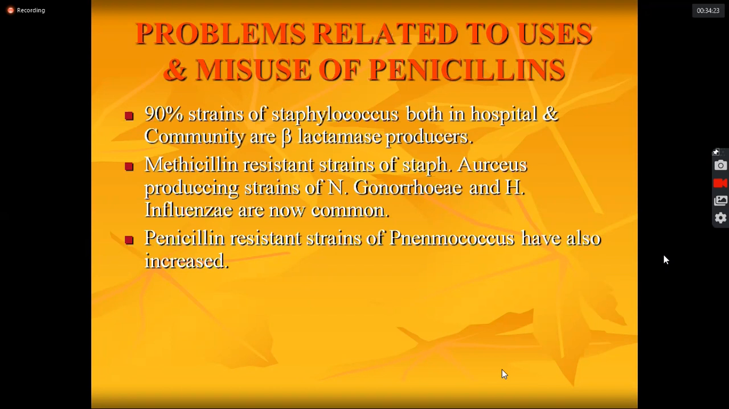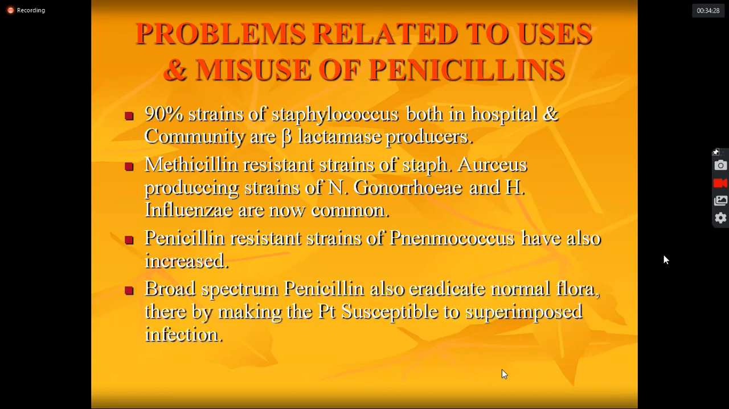Penicillin-resistant strains of pneumococcus have been increasing. उससे क्या होगा? Patient would not be able to respond to these agents. Now, broad-spectrum penicillins eradicate the normal flora, thereby making the patient susceptible to superinfection. This slide, the whole slide is the most important one. This gives you an insight how you are going to treat your patient.